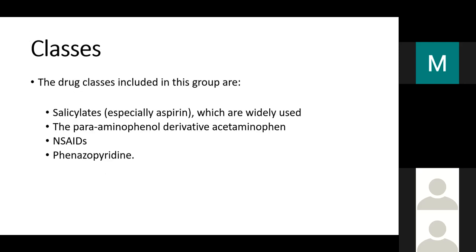So the classes of drugs in this group are the salicylates. The prototype is aspirin. We all know aspirin is very common on the market. Then we have the para-aminophenol derivative, commonly called acetaminophen. And then we also have the NSAIDs and phenazopyridine. So this lecture will talk about the salicylates, acetaminophen, and the NSAIDs, because that's what we commonly use in our setting.